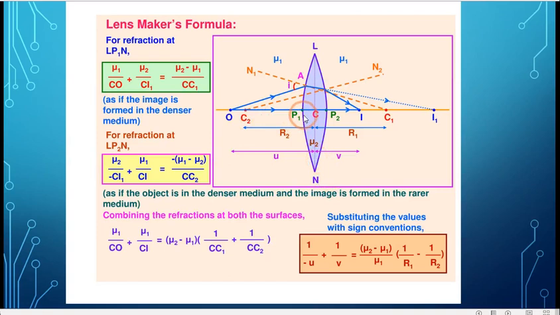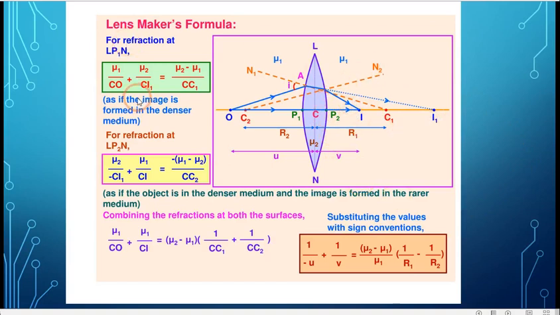Axial ray OP1 travels undeviated. Paraxial ray OA deviates towards the normal and would intersect the axis at point I1 in the absence of the second refracting surface. Now you can say CI is equal to V, and CI1 we are going to consider as V1.